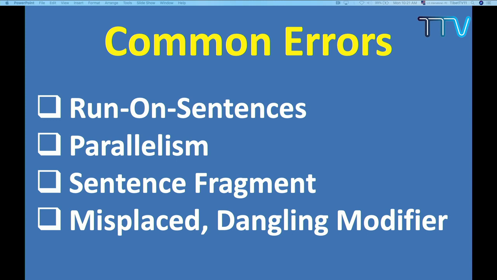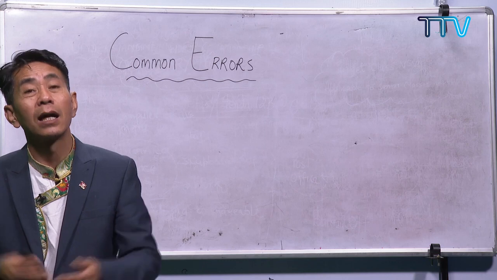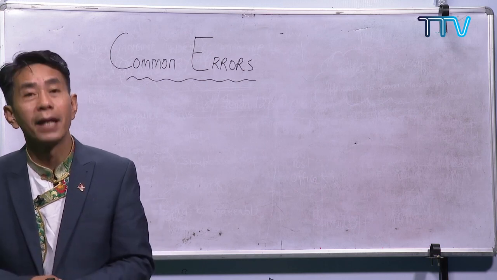In this session, I talked about the common errors related to run-on sentences, parallelism, sentence fragments, and modifiers, and in modifiers I talked about the misplaced modifier and the dangling modifier. These are the things. In my next session I will come up with more common errors.